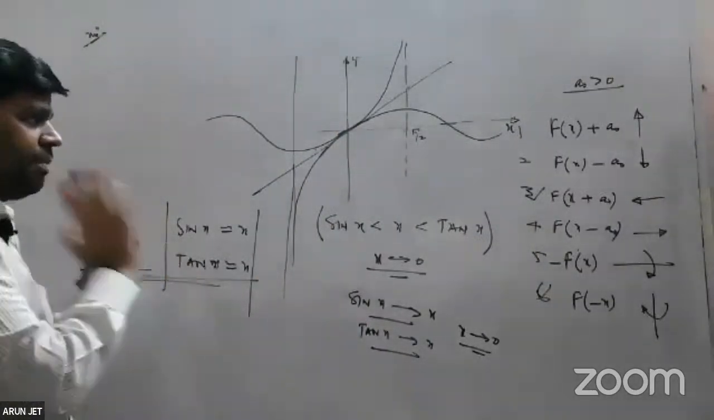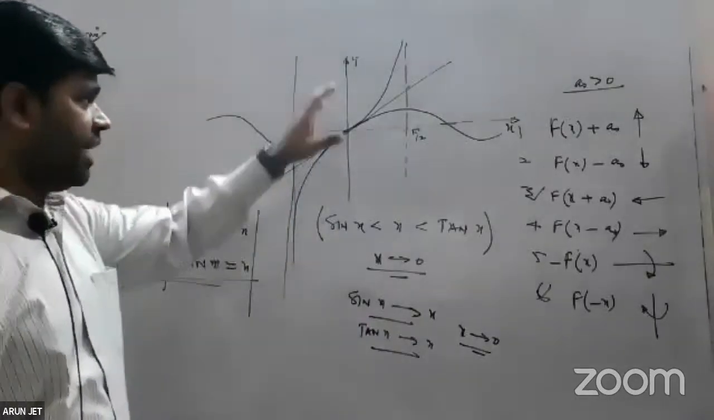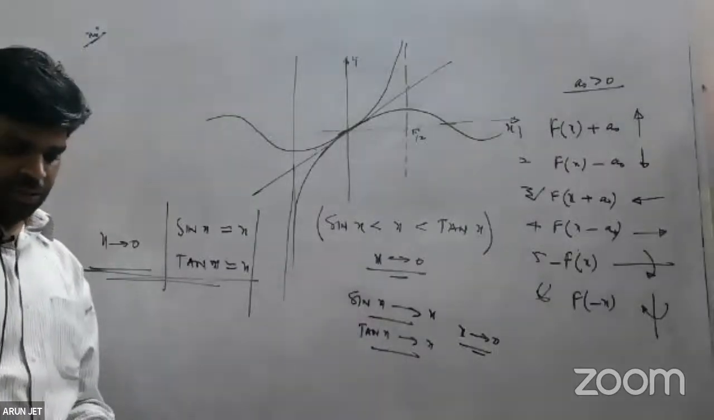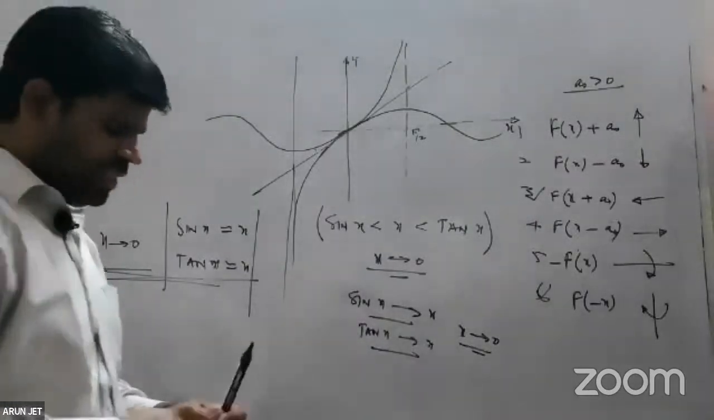All right, so remember this one, that x is being sandwiched between sin x and tan x. Now let's go to the proof. We'll see it at the end of the class.